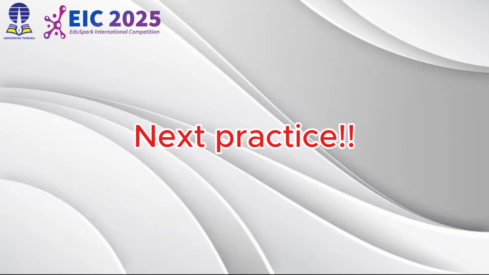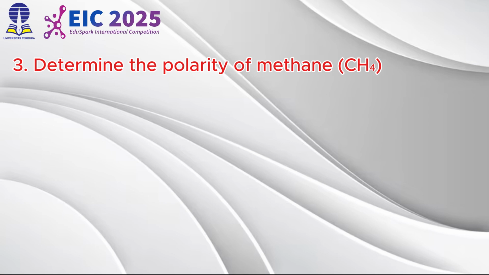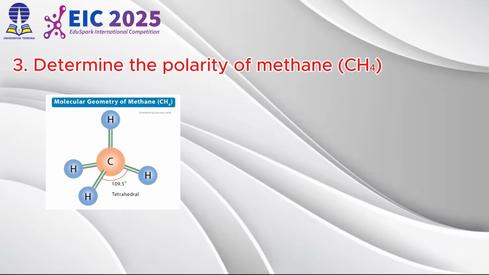Last example, number 3. Determine the polarity of methane. Let's start by drawing the methane molecule. Since methane has only 4 bonding electron pairs without lone pairs, its molecular geometry is tetrahedral. From this structure, there's one type of single covalent bond between carbon and hydrogen.